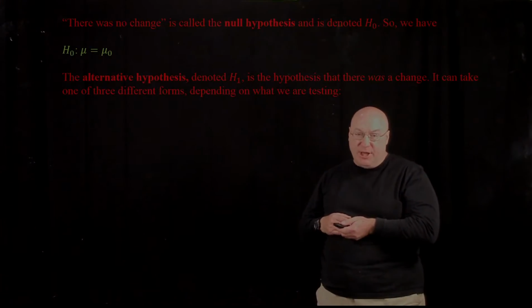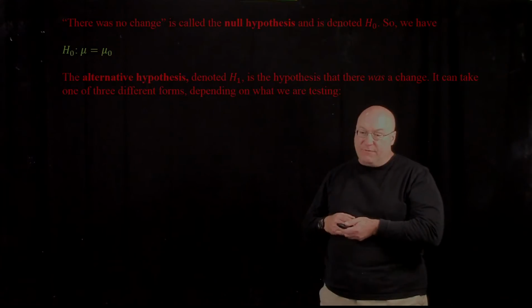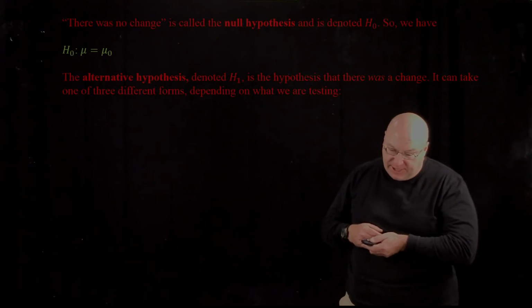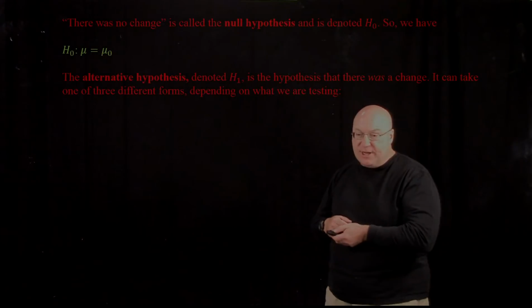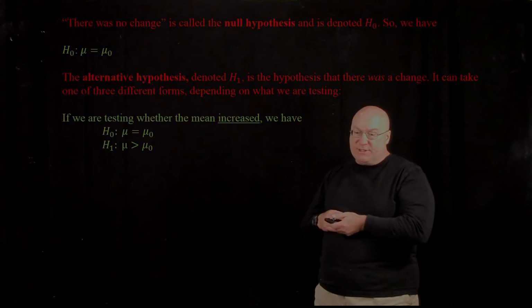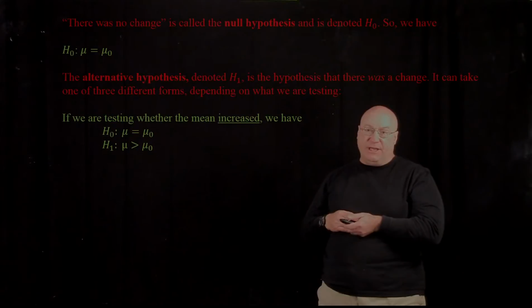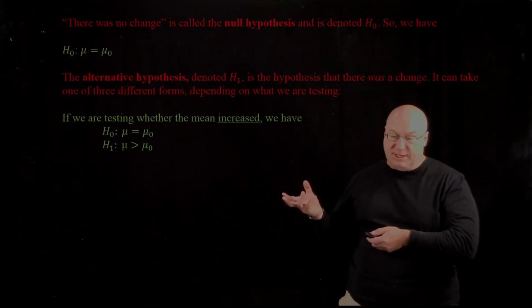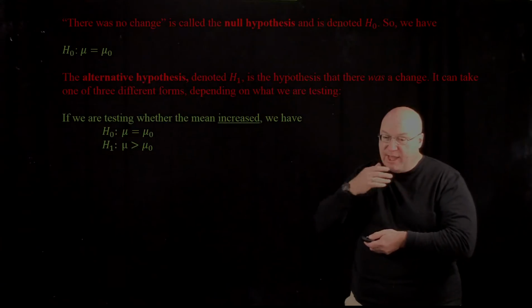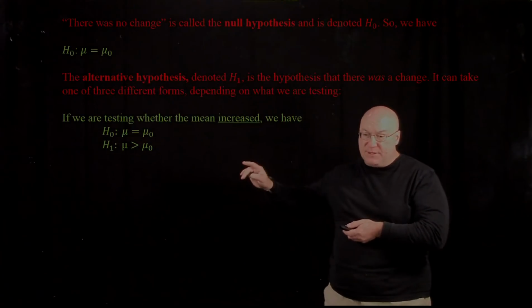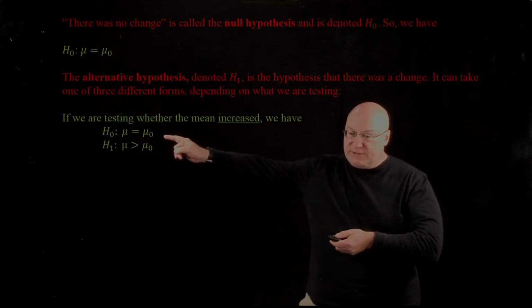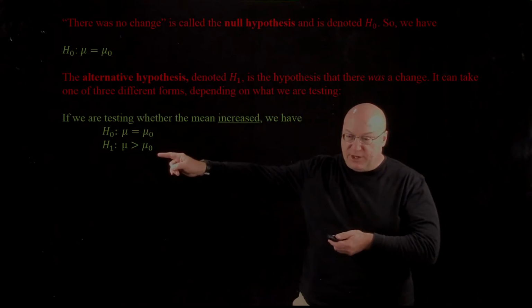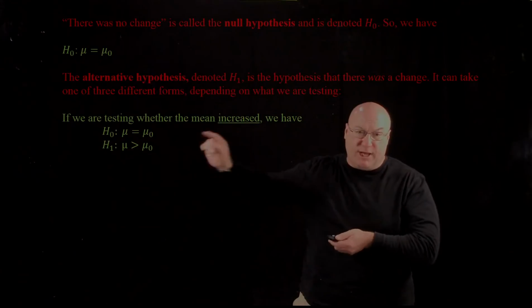That's the hypothesis that there was some kind of a change. Well, this can take on one of three different forms depending on what we are testing. And so you have space there. First, maybe what we're testing is whether or not the mean increased. Did what happened cause the mean to increase? Do we think it did? In that case, we have as the pair of conflicting hypotheses the null hypothesis that mu is mu naught, no change, and the alternative is that, well, no, mu got bigger.